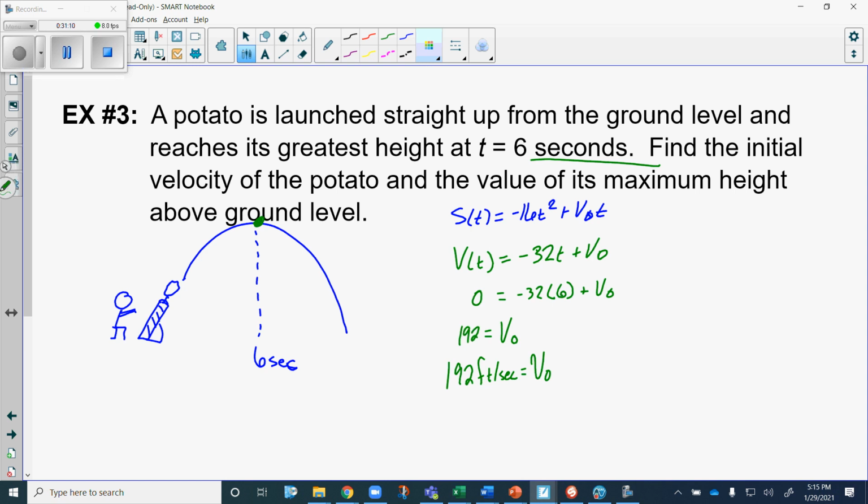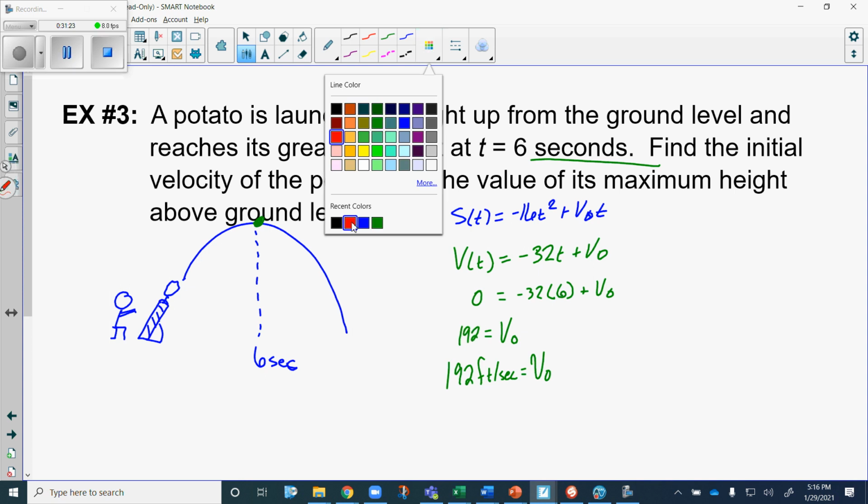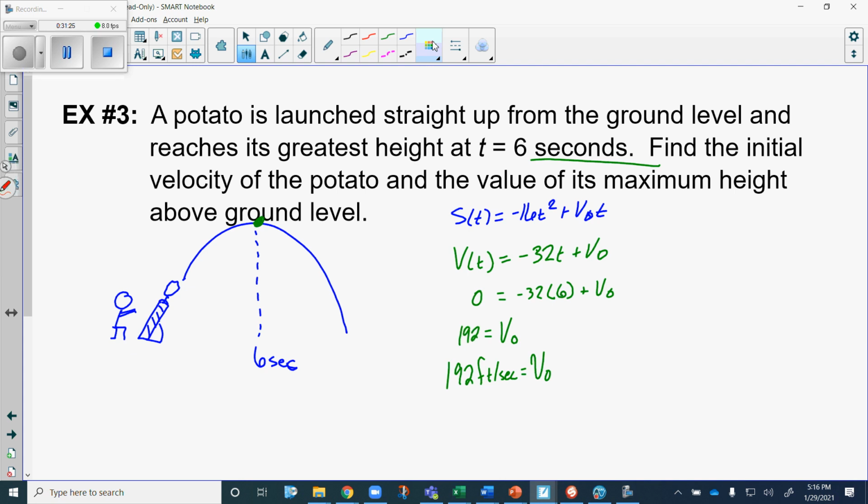If they had given it to us, we could have avoided having to do the derivative for the calculus. But now that we have that, we can find its maximum height. So I'm going to take that 192 initial velocity, and now I can identify the maximum height. I'm going to say the maximum height was reached at 6 seconds. So S of t is equal to, in this case, negative 16 times 6 squared plus the 192 times 6.